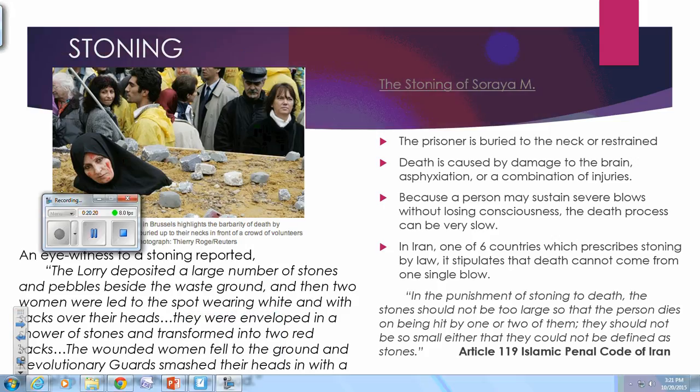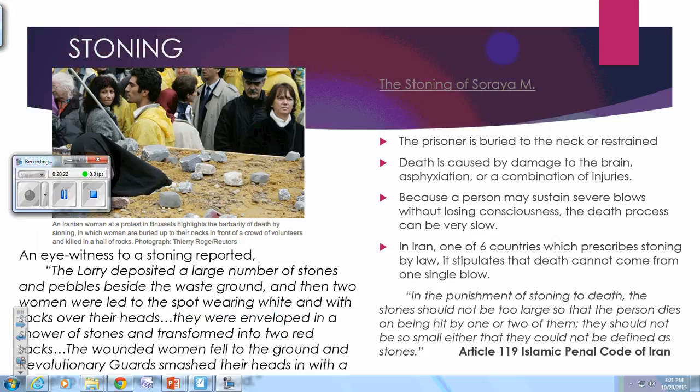So if you talk about an eyewitness reporting to a stoning, they said the lorry deposited a large number of stones and pebbles beside the waste ground, and then two women were led to the spot wearing white and with sacks over their heads. So usually they would put sacks over their heads. They were enveloped in a shower of stones and were transformed into two red bloody sacks. The wounded women fell to the ground, and Revolutionary Guards smashed their heads in with a shovel, I believe it says down below. So they finally put them to death at the end there.